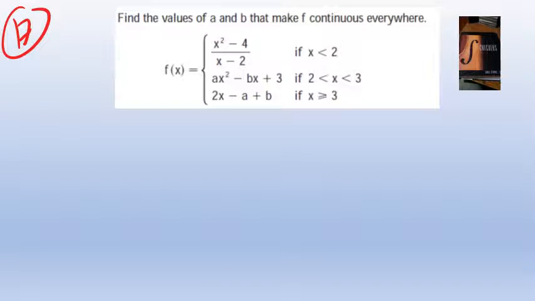Whoa! Okay, what's happening over here? Find the values of a and b that make f continuous. So how can we smoothen up the function? The function is broken up into 3 regions here, 1, 2, 3: x less than 2, between 2 and 3, and then x greater than or equal to 3.